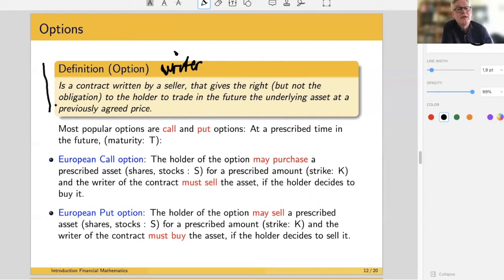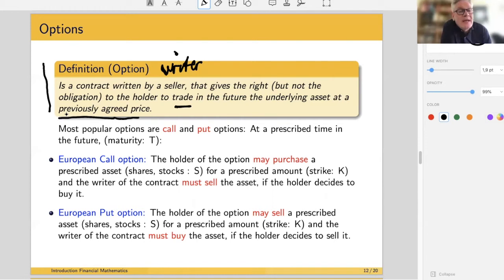So there's a seller, a writer, and a holder. The seller sells the contract and the holder owns the contract. It gives the holder the right to buy or sell, say stocks in this case, in the future at a previously agreed price.